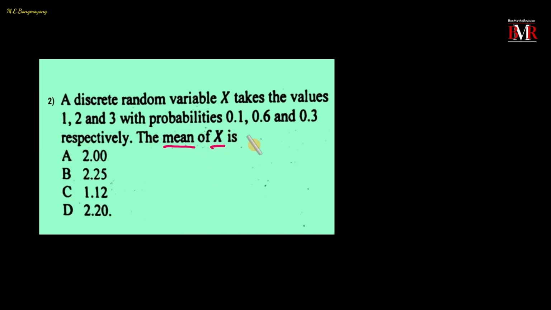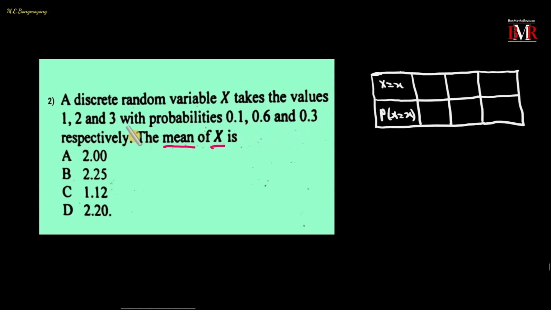So to do this, we need to bring out a table with the random variable x and its corresponding probabilities. That is, when x is 1, the probability is 0.1. When x is 2, the probability is 0.6. When x is 3, the probability is 0.3. Respectively means that order is followed. That's the first value here corresponds to the first here, the second corresponds to this, the third corresponds to this.